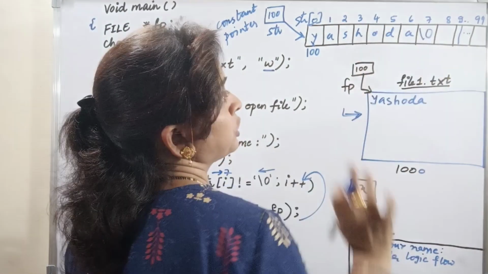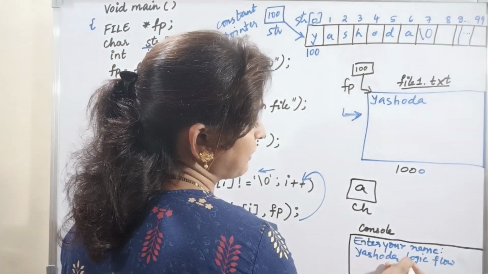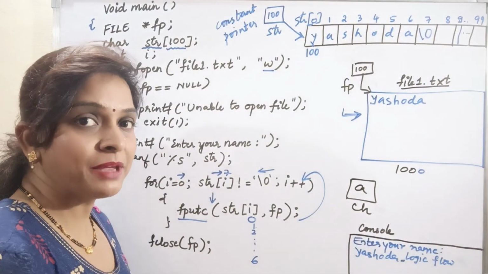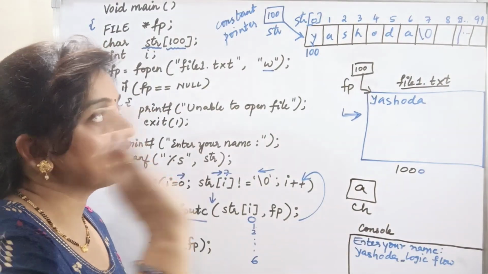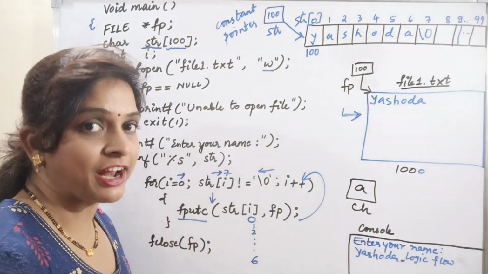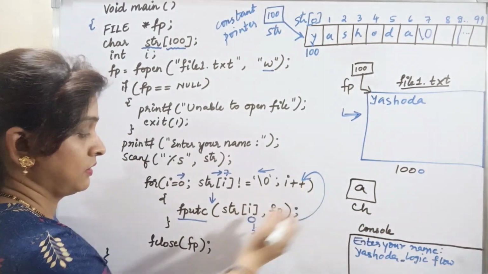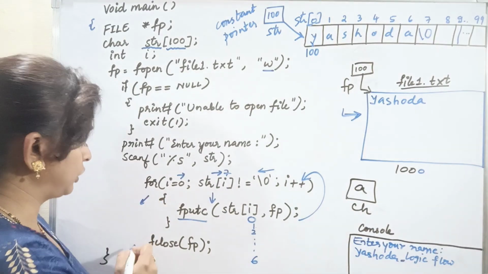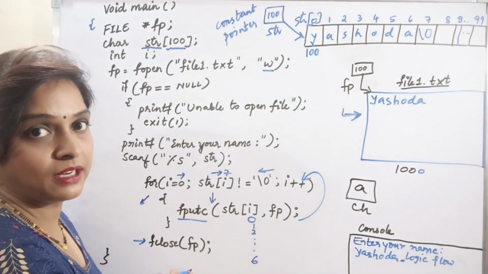No, it is equal to null, because after this I give a space here. When I give a space, the space will be ignored by the scanf. A null character will be appended to indicate the end of the string. Then what happens? Condition not satisfied, come out of the loop, close the file.